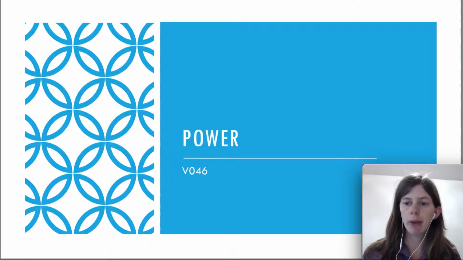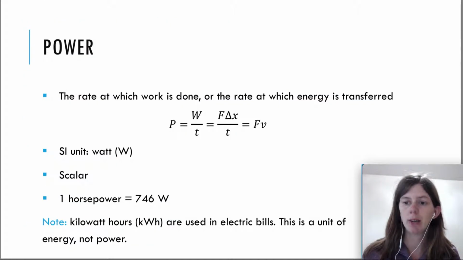I'm sure you know that if you are walking up the stairs with a heavy box or running up the stairs with a heavy box, there's a big difference. You feel a lot more tired if you run up the stairs. That's because you're exerting more power. Power is the rate at which you're doing work, or also the rate at which energy is transferred, because work is a transfer of energy. So the faster you do work, the more power you are exerting.